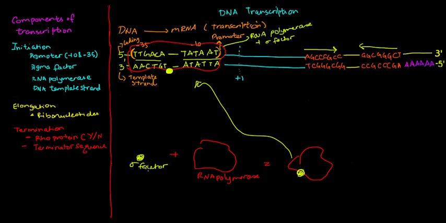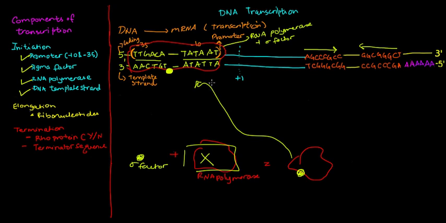One important thing about the sigma factor is that without the sigma factor, RNA polymerase cannot bind to the promoter. So this alone cannot bind to the promoter. If RNA polymerase cannot bind to the promoter, then it cannot synthesize a new mRNA strand. Sigma factor is really, really important. This whole thing forms the initiation complex, with sigma factor plus RNA polymerase bound to the promoter region of the DNA template strand. So this is our initiation complex.